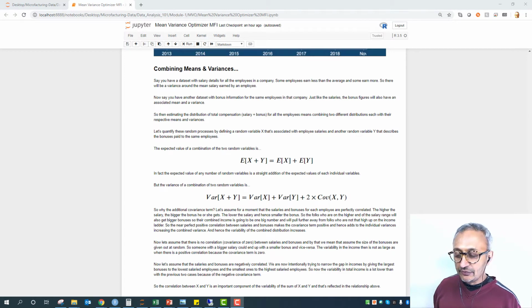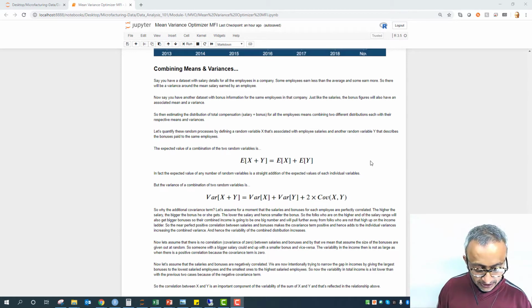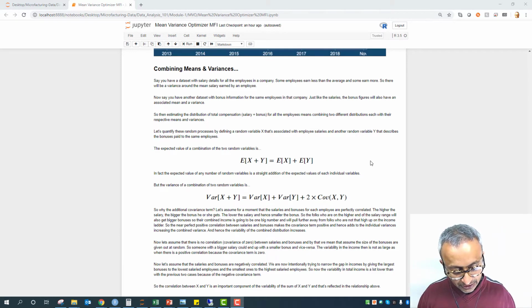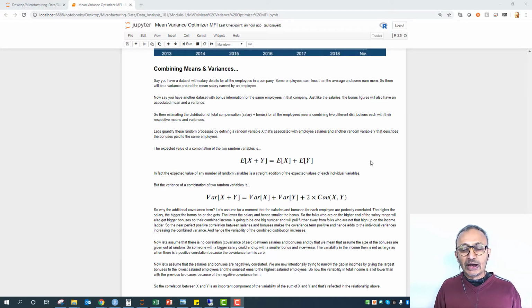So, combining means and variances. Conceptually, I think this is pretty simple to get an understanding of, but it has a lot of power behind it. I'll go through an example where you can use this in designing a good, efficient portfolio, but it has many different applications.